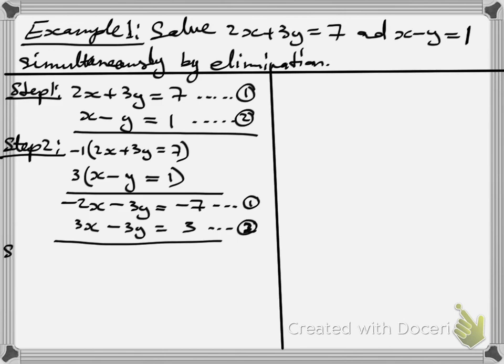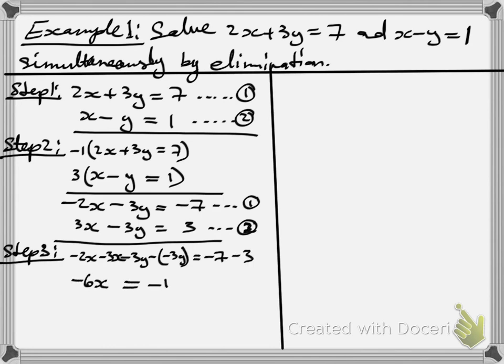So I'm going to say step number 3: -2x minus 3x, and -3y minus -3y, is equal to -7 minus 3. So this gives me -5x, and -3y minus -3y becomes a naught, or a 0, which will be equal to -10. Then I solve for x, so my x is going to be 5 over 3.